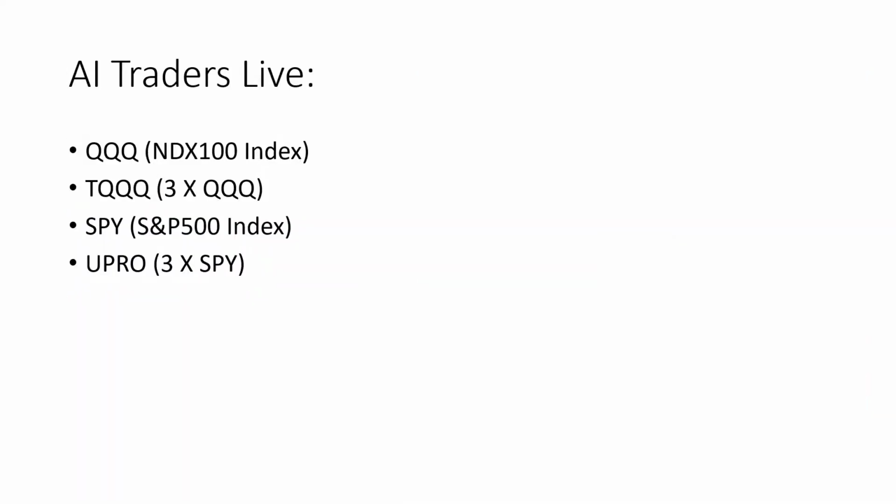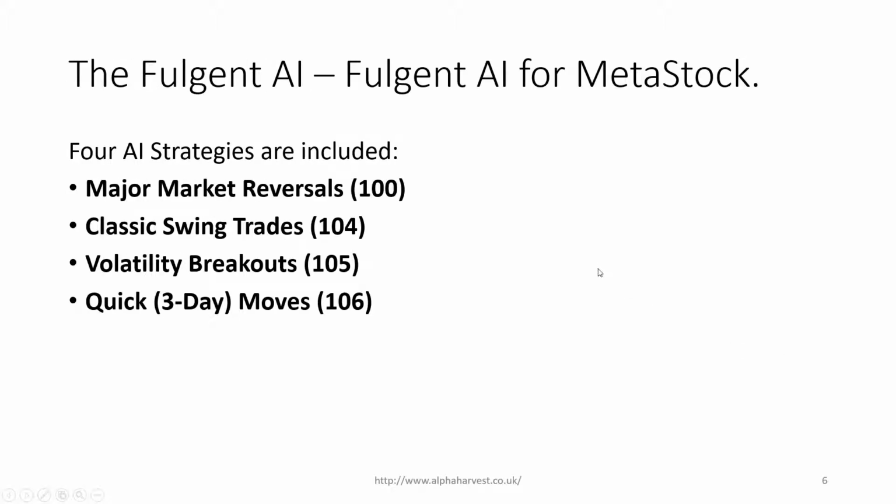We'll focus on the Nasdaq QQQ ETF, which basically mimics the Nasdaq 100 index. And then we'll also look at the TQQQ, the 3-times leveraged ETF, to see if there are any potential trading opportunities there. We'll also be looking at the SPDR ETF, which mimics the performance of the S&P 500. The S&P 500 also has a UPRO ETF, which is the 3 times leveraged version. So we'll be looking at these 4 ETFs from 4 different artificial intelligence trading strategies.